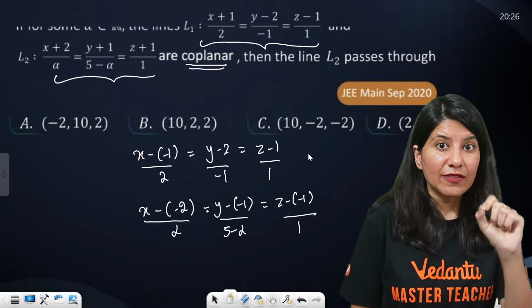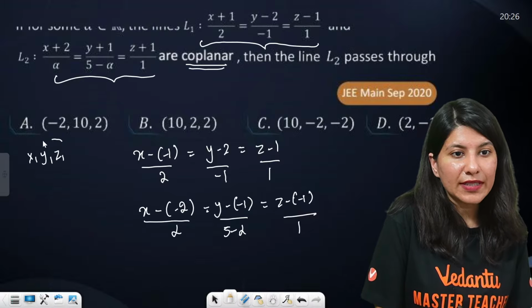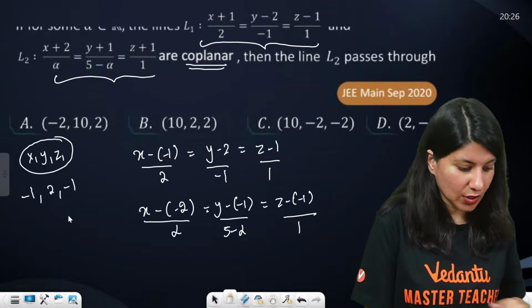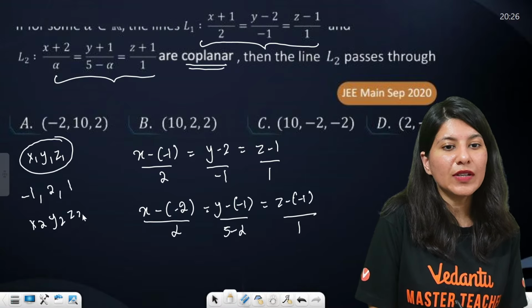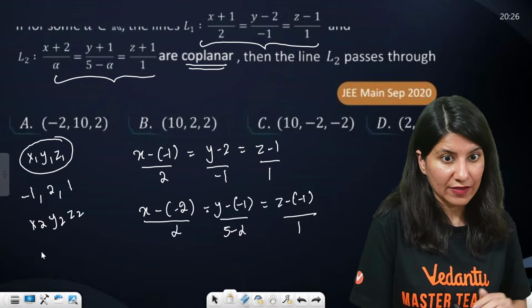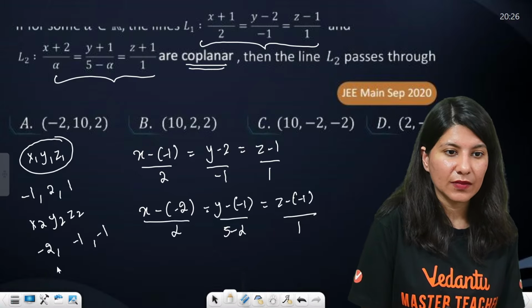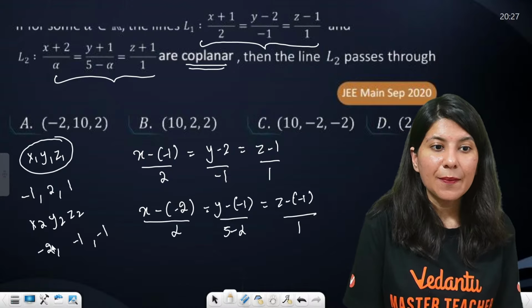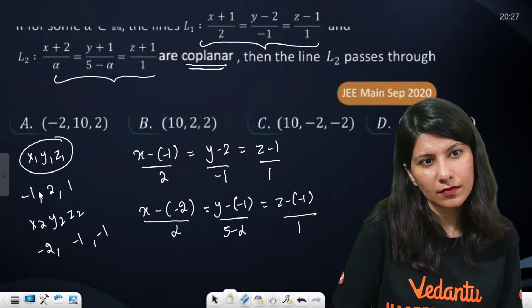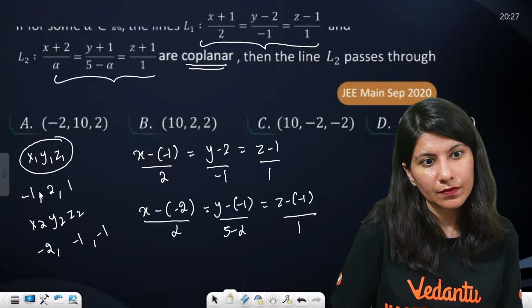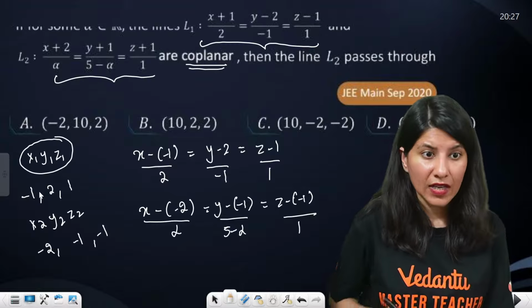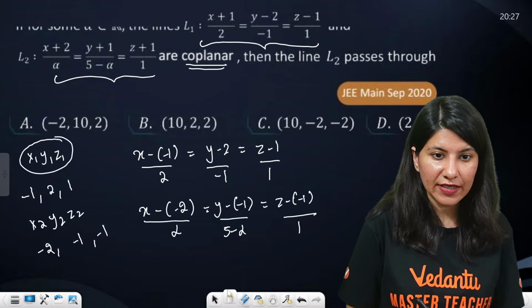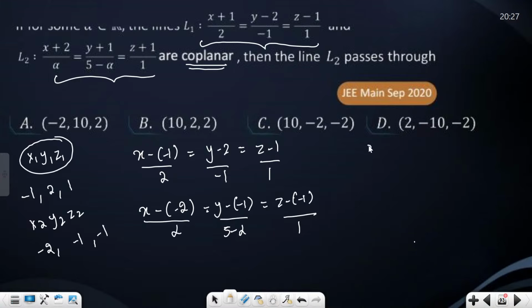Now the coordinates: x1, y1, z1 is minus 1, 2 and plus 1. x2, y2, z2 will be minus 2, minus 1 and minus 1, correct? Now what you're looking for is x2 minus x1. So x2 minus x1 will be minus 2 minus minus 1. So this is minus 1, minus 3 and minus 2.